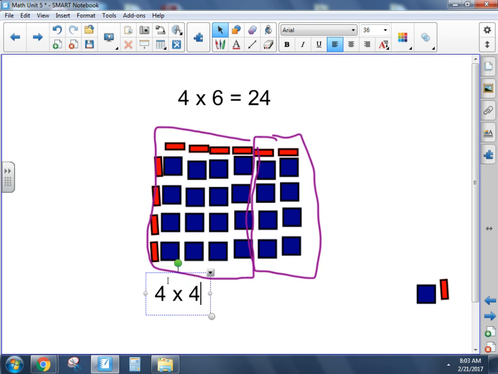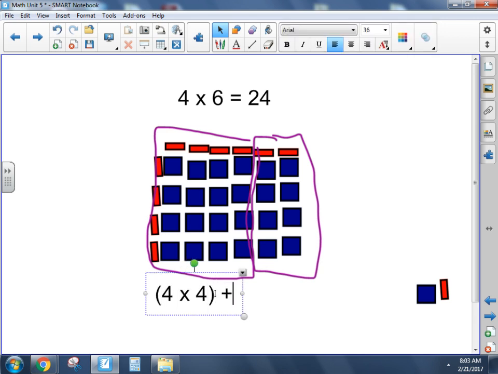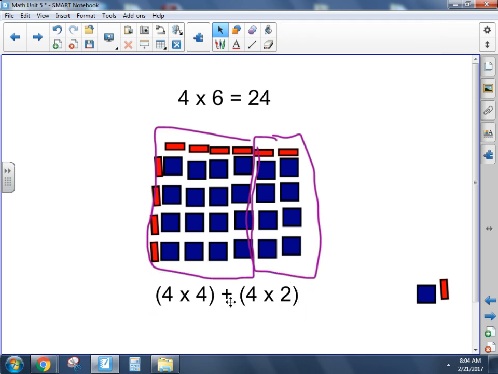I have to do that as a separate step, so I'm putting in a couple of parentheses. And then I'm going to add to that my second half, which is over here. That is an easy one. That's a 4 times 2. And now that I've done this, I have separated this into 2 different equations that might help me.